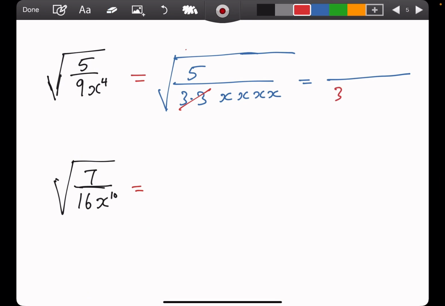3, 1, 2, x squared. Did you see that? The 5. Can the 5 go out? No, it stays. It doesn't go that side.